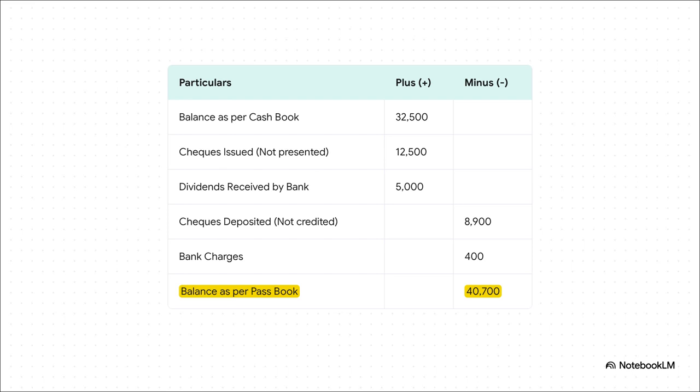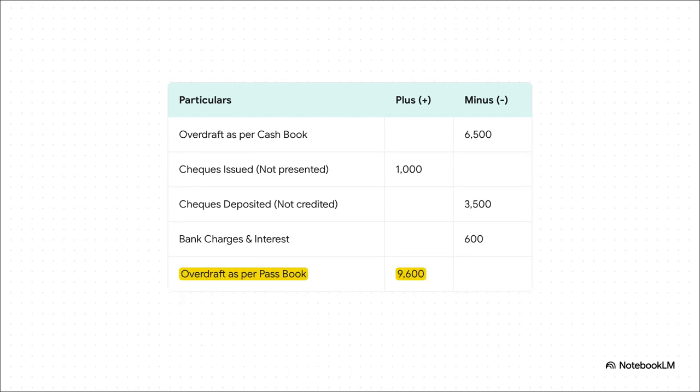Next, we add $5,000 for dividends the bank received for us. Again, the bank knows about this money, but we don't yet, so we have to add it to our number to catch up. Okay, now we deduct $8,900 for checks we deposited. Why? Because the bank hasn't collected this money yet. And finally, we deduct $400 for bank charges. Do the math, and you get $40,700. A perfect match with the passbook.